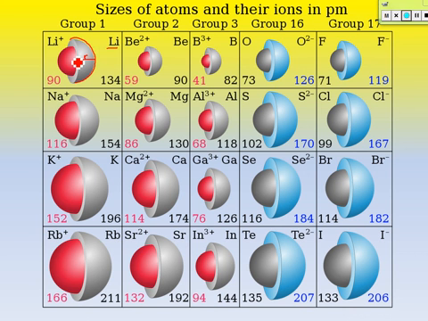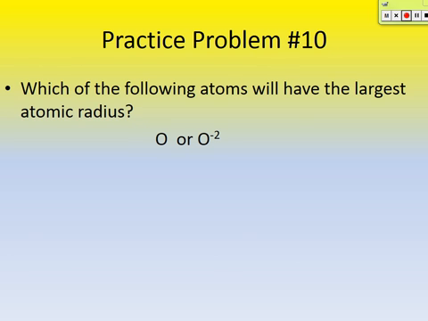Now, what happens if you gain an electron? If you gain an electron, you get a negative charge. What happens to your radius? Goes up because you've just added electrons. You get larger in terms of atomic radius. Okay. So let's see if we've got this down. Let's do a couple of practice problems.